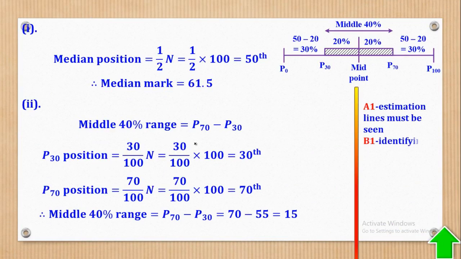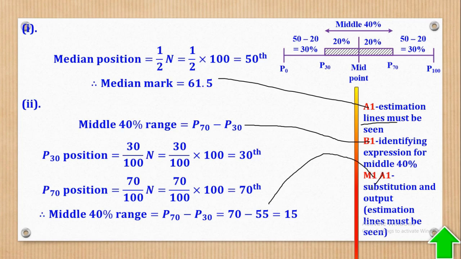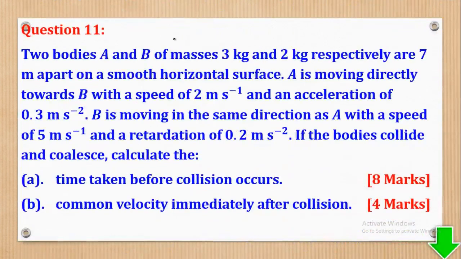Now let's see how marks can be awarded. A1 for you to get the median, but the estimation lines must be seen on the ogive. Then B1 for you to identify this middle 40% range. M1 for this subtraction, and A1 for the output, but the estimation lines have to be seen. So that was question 10.